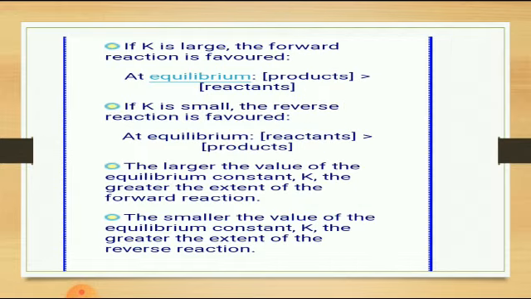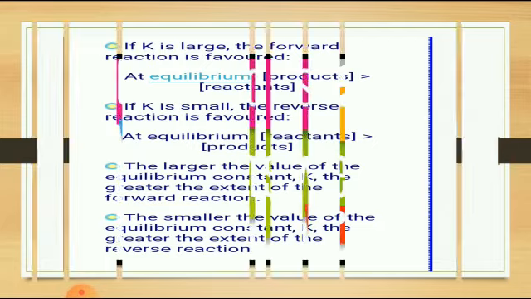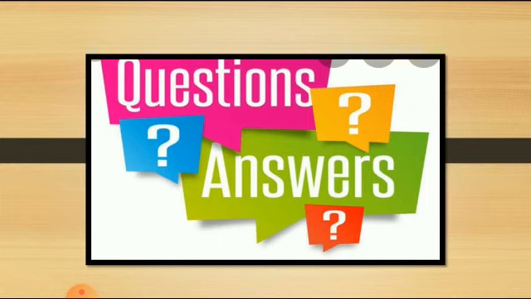Again, I am repeating, if the value of Kc is large, the forward reaction is favored, means at the point of equilibrium, product is more than reactants. If Kc value is small, the reverse reaction is favored, or at equilibrium, reactants are greater than products. Now, we are going to answer different questions that are related to equilibrium constant, its importance, and the role of Kc in our daily life.